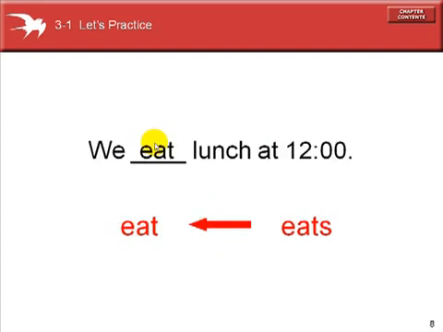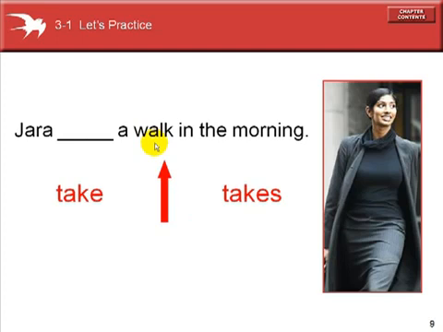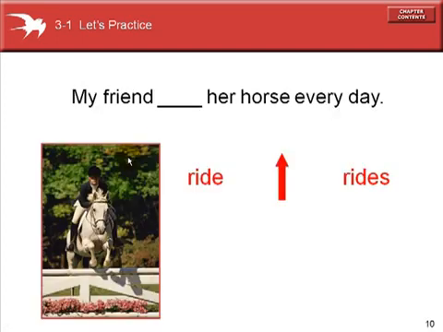We eat lunch at 12 o'clock. Jara takes a walk in the morning. This verb ends in an E, so all you have to add is an S. You do not have to add an ES, the E is already there. My friend rides her horse every day.